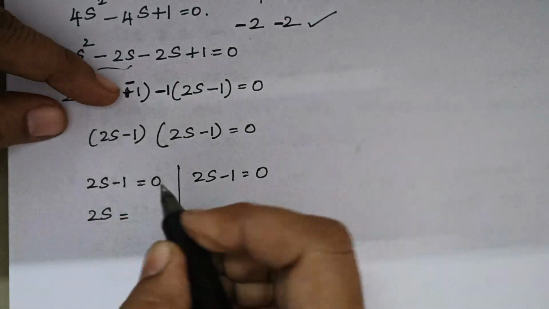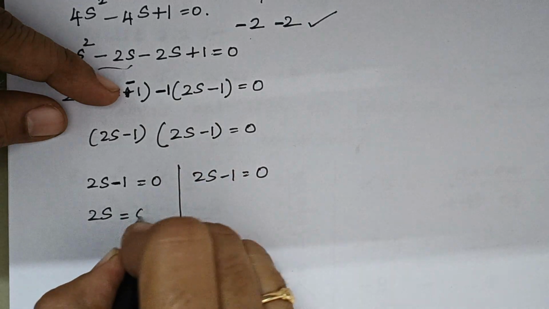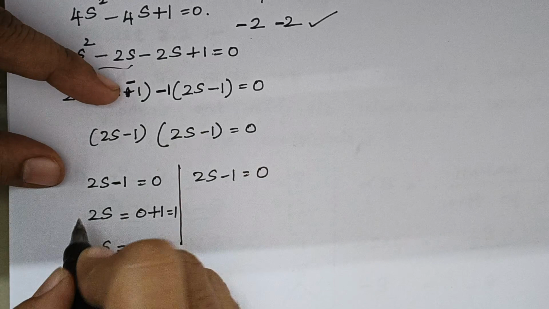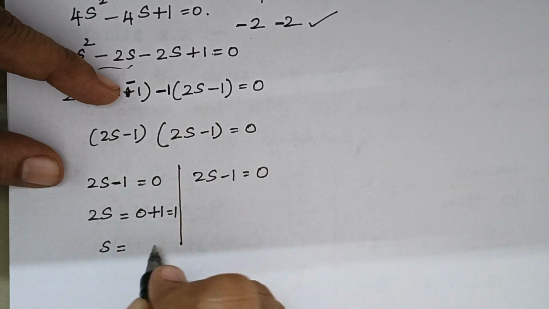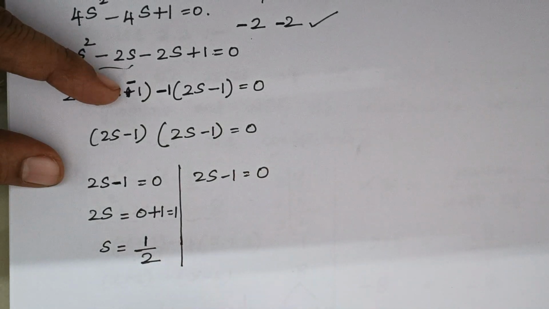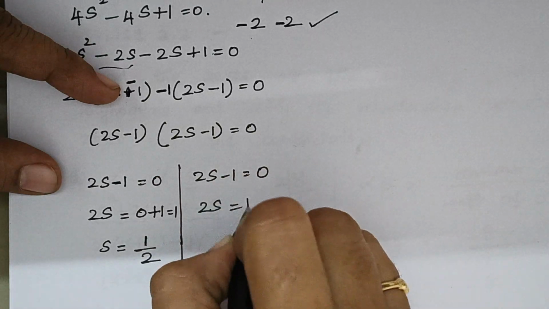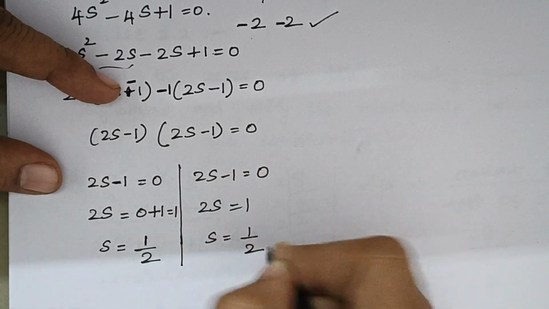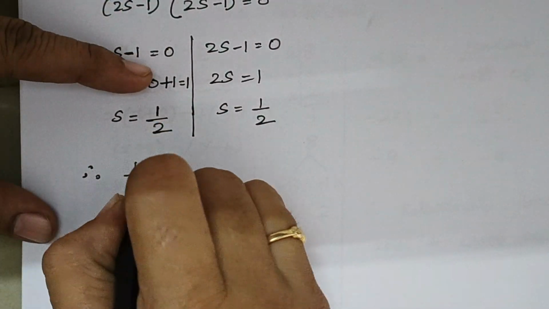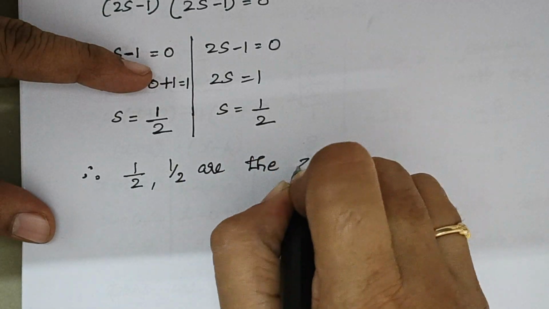Now we are going to find the values. 2s is equal to, when you move this minus 1 to that side, it becomes plus 1. So 2s is equal to 1, and we can move this 2 to that side, so 2 occupies the denominator part, and s is equal to 1 by 2. Similarly, here also the same thing: 2s will be equal to 1 and s will be equal to 1 by 2. Therefore, 1 by 2 and 1 by 2 are the zeros of the polynomial.